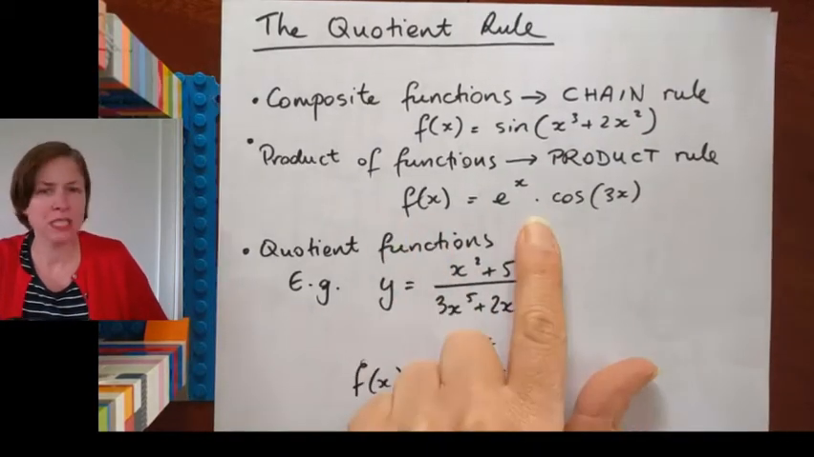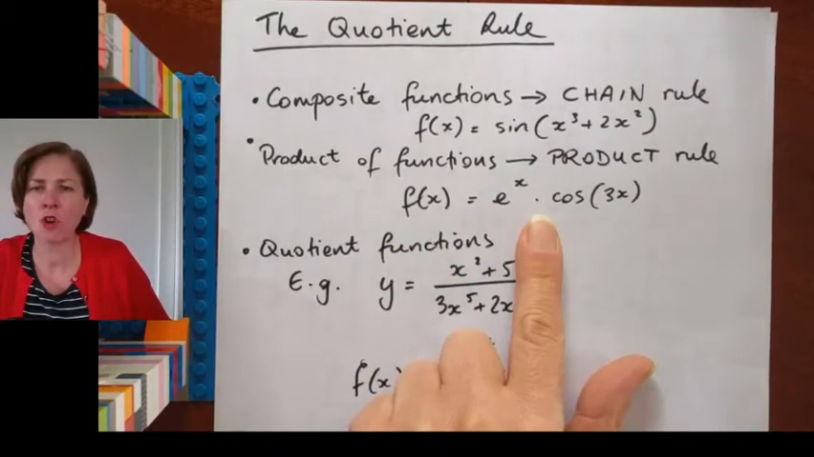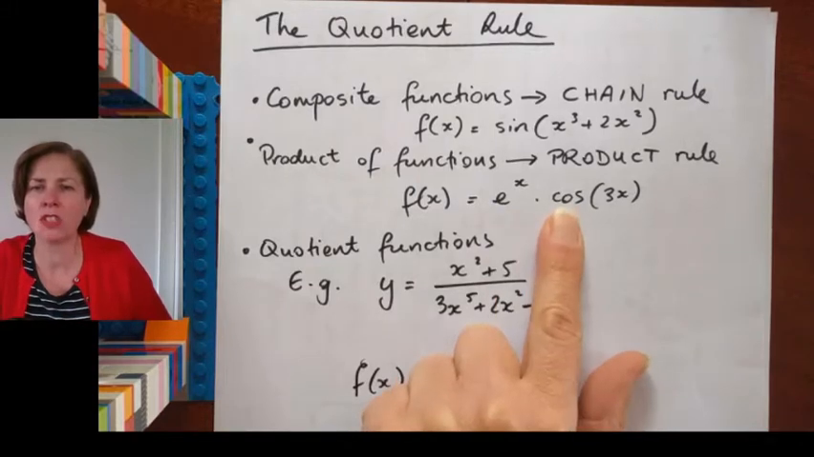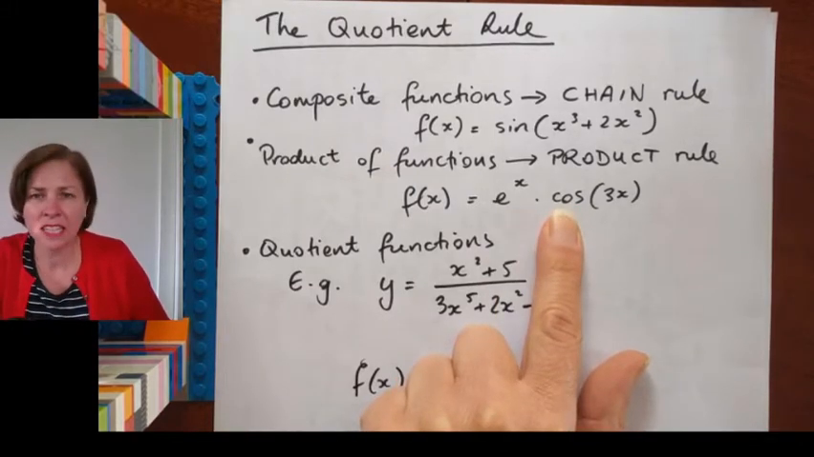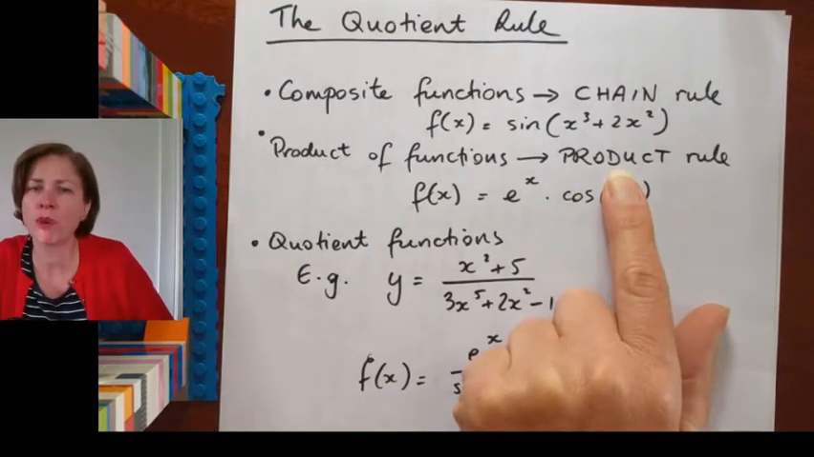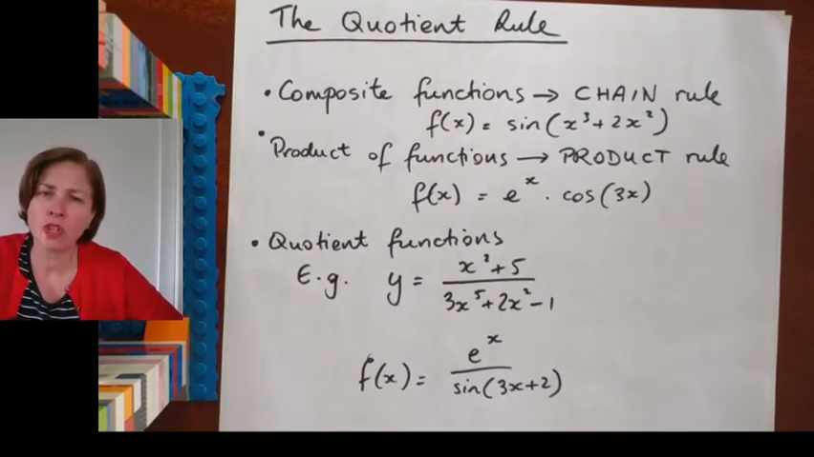My next example is a product of functions. This one, I've got e to the x multiplied by cos 3x. This is clearly two functions multiplied together, so I'm going to choose to use the product rule. So when do I use quotient rule?